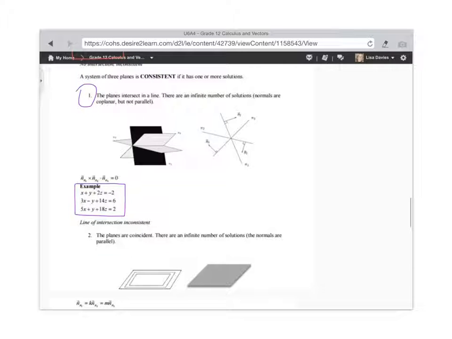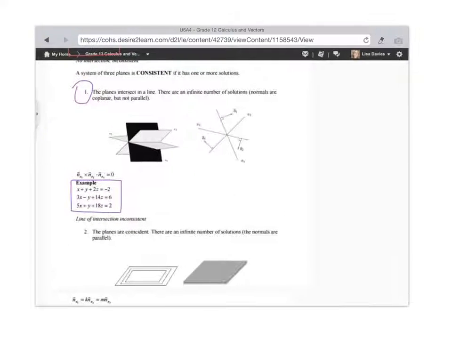The second criteria is that the planes are coincident. And what that means is basically one plane is exactly the same as the other. One is lying right on top of the other. And so there's an infinite number of solutions because every single point on both of those planes intersects with the other plane because they really are the same plane. Both equations can be reduced to the same equation in that case, okay?